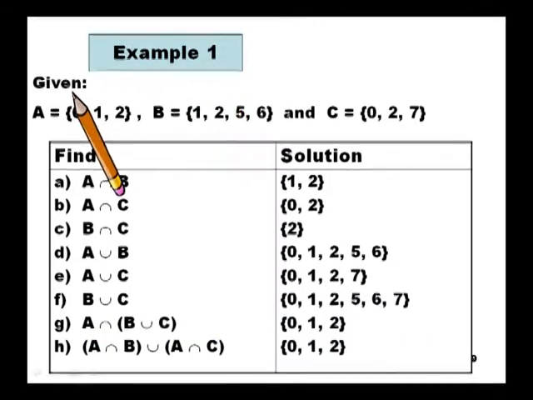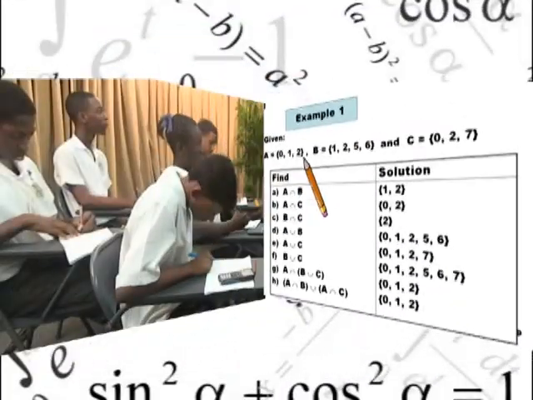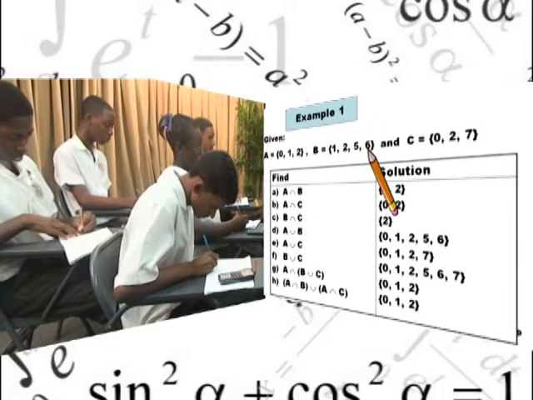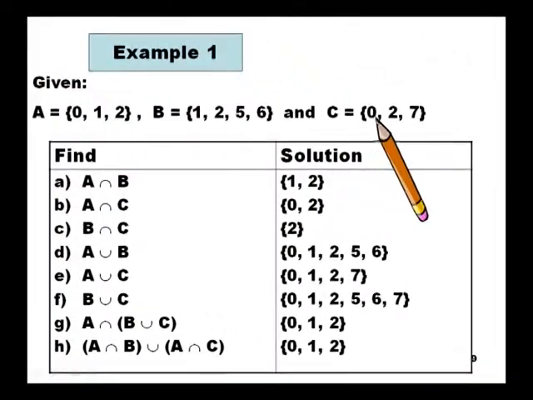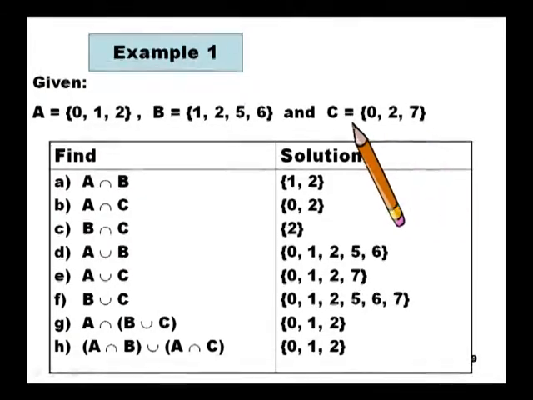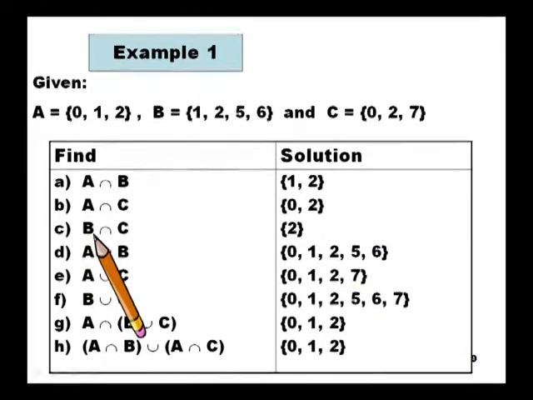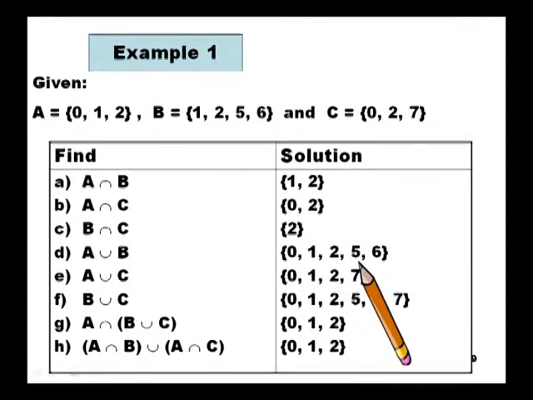Example 1. Given the sets A equals 0, 1, 2, B equals 1, 2, 5, 6, and C equals 0, 2, 7, find: A, A intersect B. Solution: 1, 2. B, A intersect C. Solution: 0, 2. C, B intersect C. Solution: 2. D, A union B. Solution: 0, 1, 2, 5, 6.